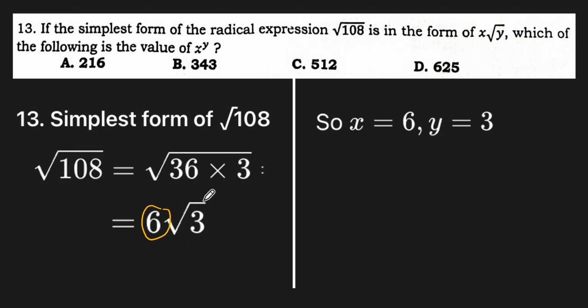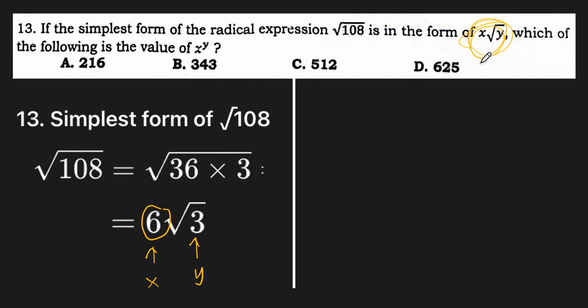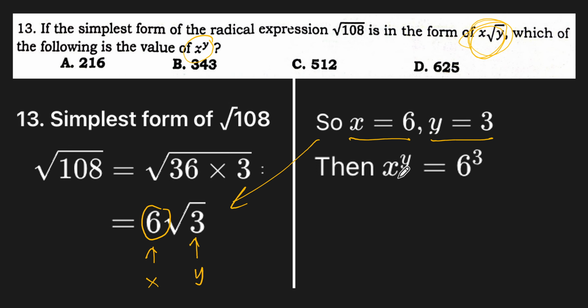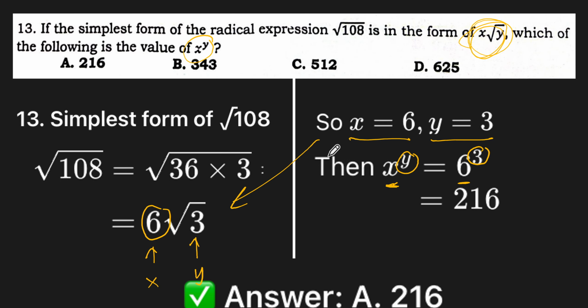So as we notice, we have here the x, okay? This one is our x, and the 3 would be our y, as the format here is x square root of y. And when we use x raised to y, again, our x is 6, our y is 3. From here, we can substitute the x and y here. x would be 6, y would be 3. So simplifying 6 raised to 3, which gives us 216. So the answer would be letter A.